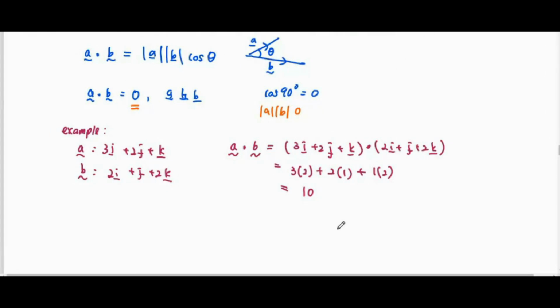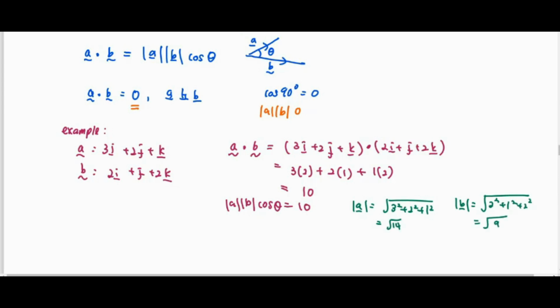angle. Sebab jawapan 10 ini adalah bahagian magnitude A darab magnitude B darab dengan cos theta. So kalau saya nak cari angle-nya, kita boleh masukkan magnitude A, magnitude B, cos theta adalah 10. Masukkan dalam formula ni. Maka kita carilah magnitude A, carilah magnitude B, substitute balik, carilah balik theta. So magnitude A square root X, Y, Z square. So magnitude B square root of 2 square, 1 square, 2 square. Okay, this is square root 14, this is square root 9, so 3.